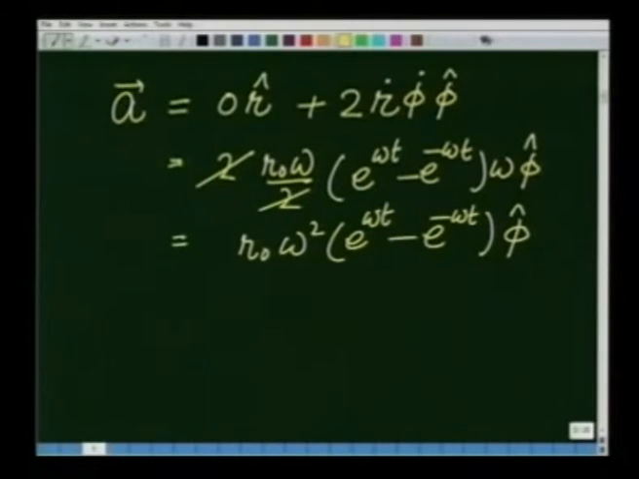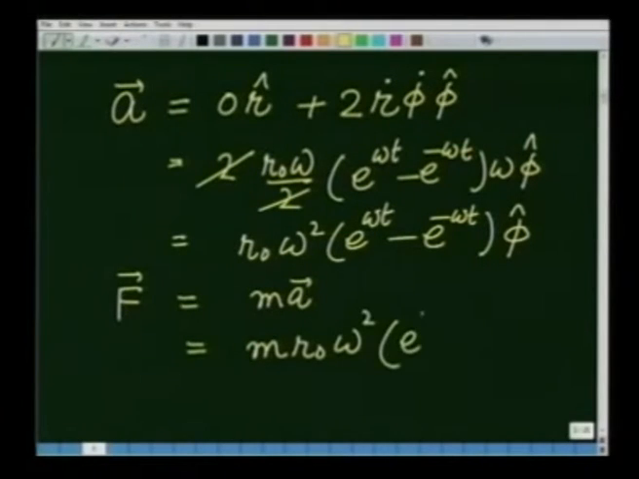How about the force? The force applied by the wire is given by m a and is therefore equal to m r0 omega squared (e^(omega t) minus e^(minus omega t)) in phi direction. So, you see that we have solved this problem in planar polar coordinates in a simple manner.